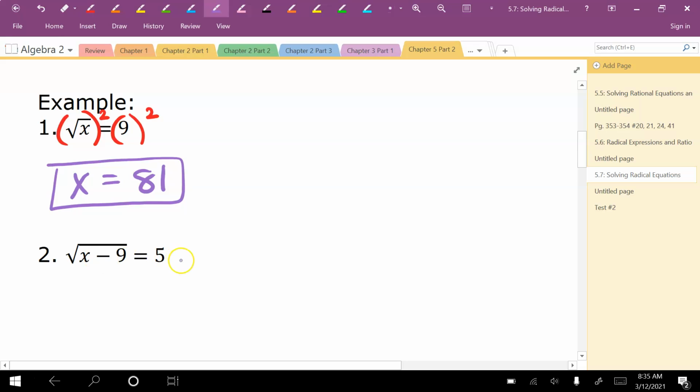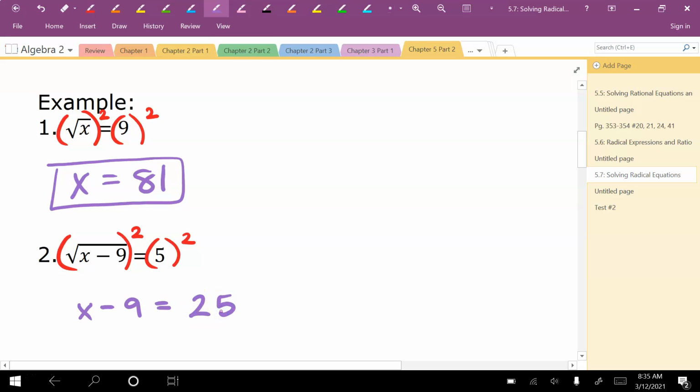So we're going to do the same thing for number 2. Just notice that they have x minus 9 underneath the radical sign. But it's still a regular square root. So we're going to square both sides. The same kind of thing applies here. On the left side, that radical sign and the exponent of 2 are going to cancel each other out. And we're left with x minus 9 equals, then on the other side we have 5 squared, which would be 25.